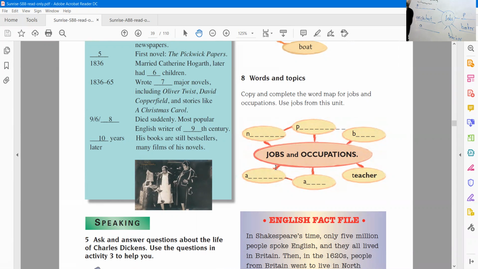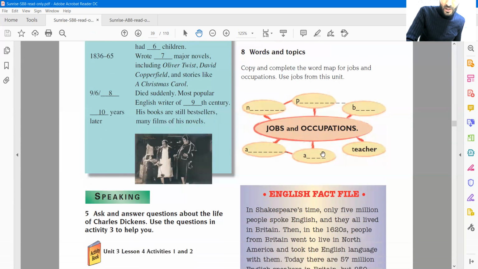Okay, so for example, for this one, we've got B like baker, a person who bakes things. So what do we have for this one? What does it stand for? And also what about this one? P. Okay, so this one is an actor. This one and also this P is homework for you. Only these two words are homework for you. So that was about number 8, words and topics.